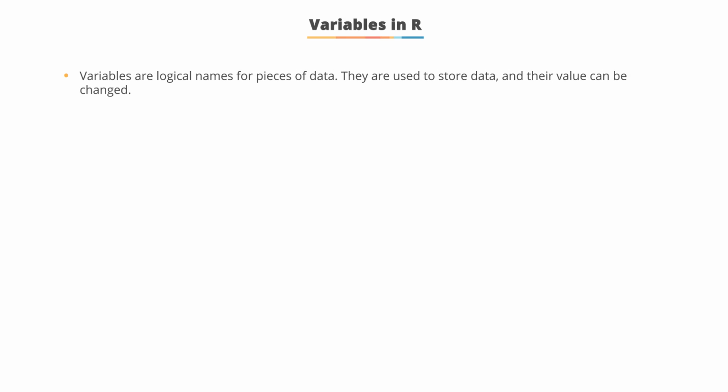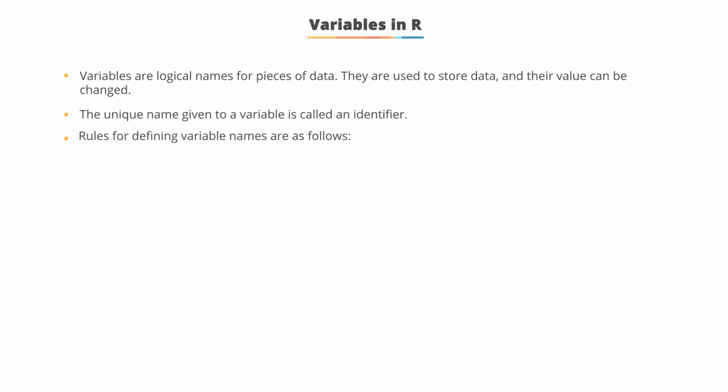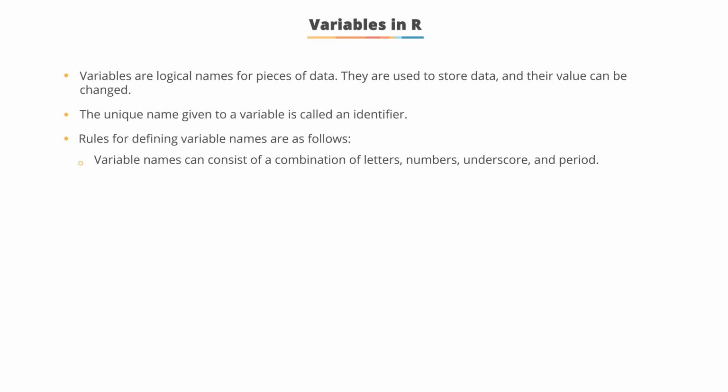Variables are logical names for pieces of data. Now they're used to store data, and these values can be changed. The name we give to a variable is called an identifier, and it has to be unique. Now there are 3 rules for defining variable names.